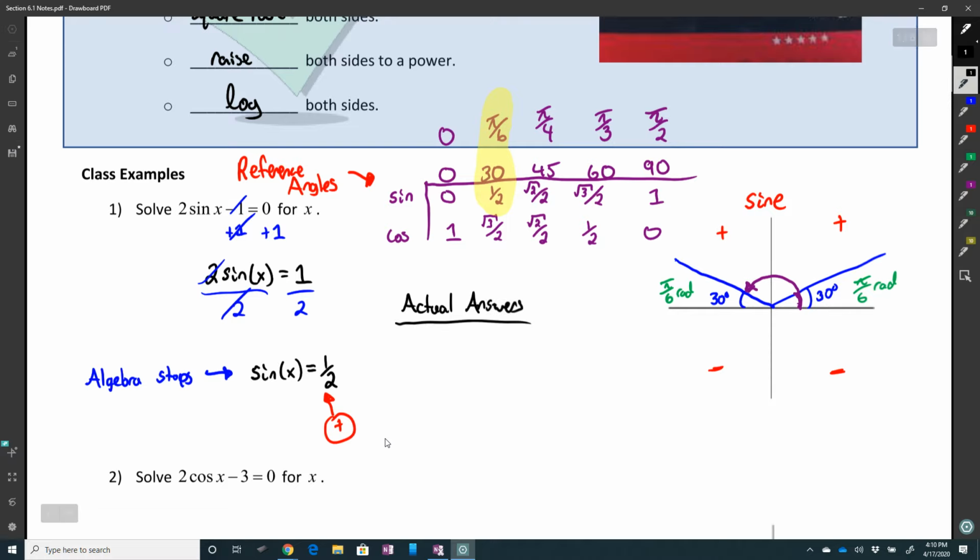Let's do degrees first, and then I'll do radians. So the first answer is just 30 degrees. X equals 30 degrees. And then the other answer is x equals, and then this one is 180 minus 30, or 150 degrees.